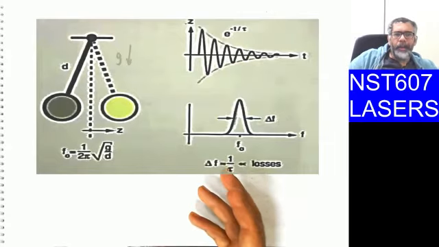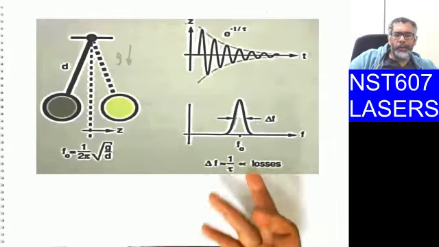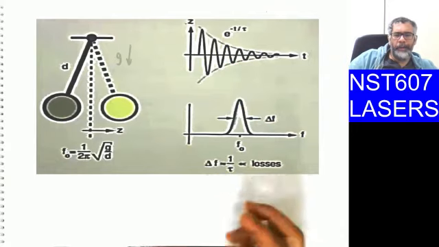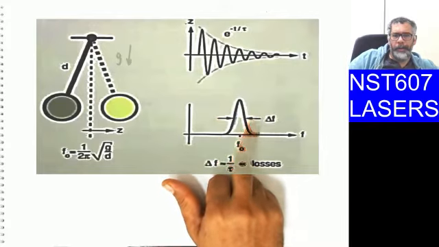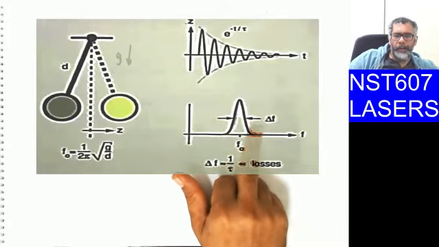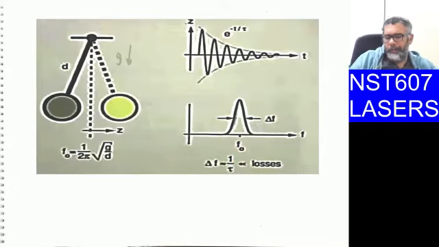So whenever there is a kind of loss, this is called loss. Damping is a kind of loss. Whenever there is a loss, there is this width of the distribution in the frequency domain.